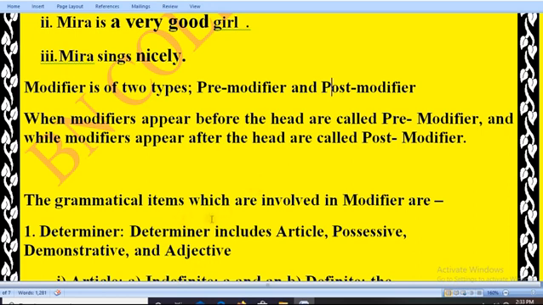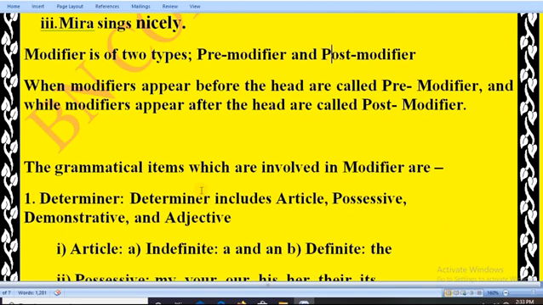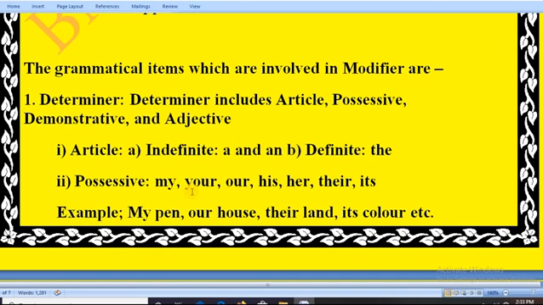The grammatical items which are involved in modifiers are, that means to understand modifiers clearly, what kind of grammatical items you have to know. First, you have to have a proper idea about determiners, right? What is a determiner? Determiner includes article, possessive, demonstrative, and adjective. So four types of things are included here.